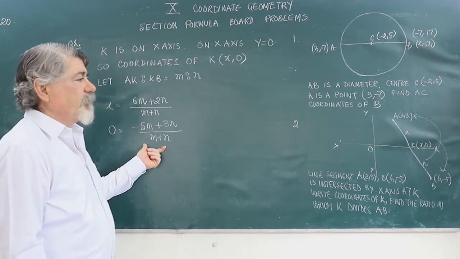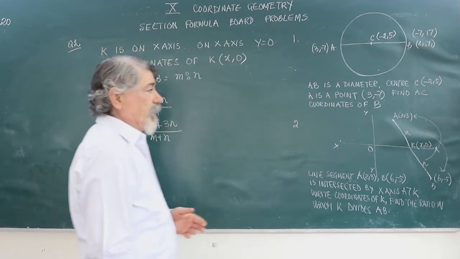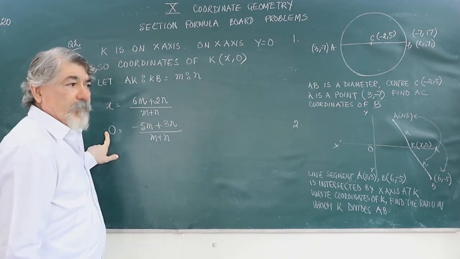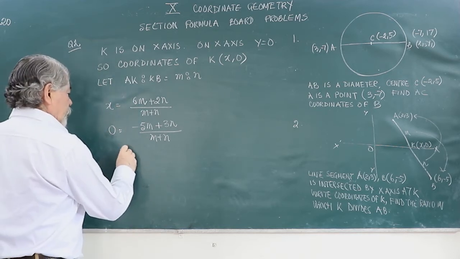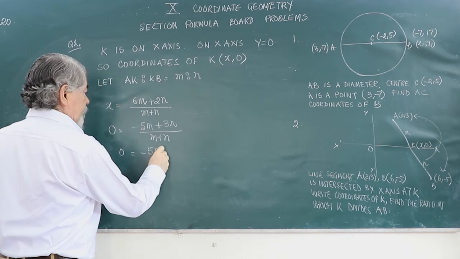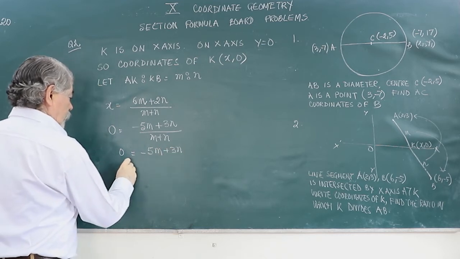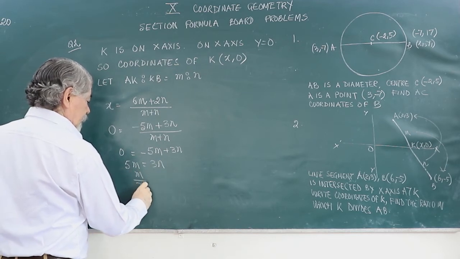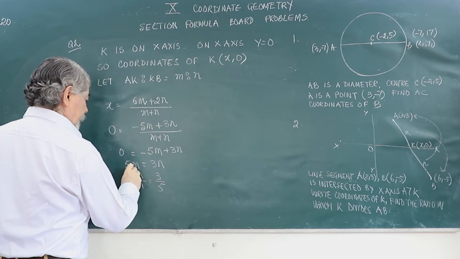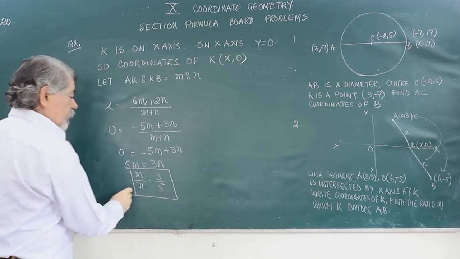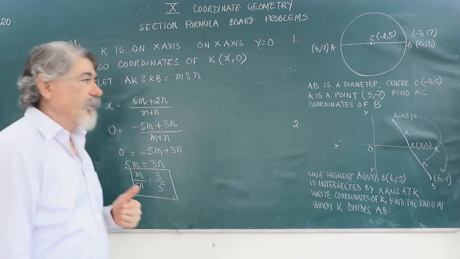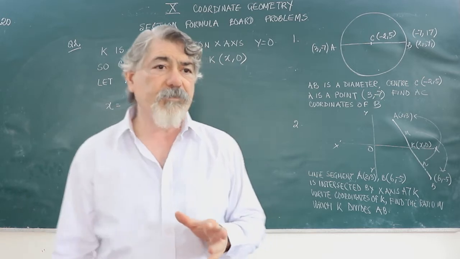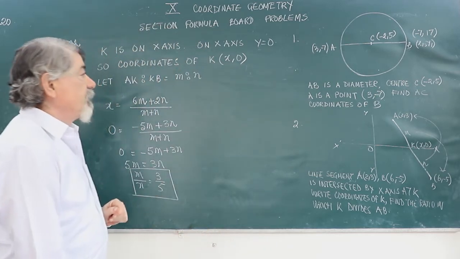So m plus n will be a positive number, definitely, because when you add two lengths m and n, they will be positive. A positive number can always be multiplied by 0 to get a 0. So 0 will be equal to minus 5m plus 3n, or 5m is equal to 3n, or m upon n is equal to 3 upon 5. First thing. We have got the ratio in which the point K divides the join of A and B. M is to N is 3 is to 5.